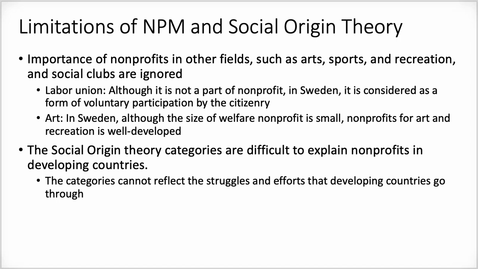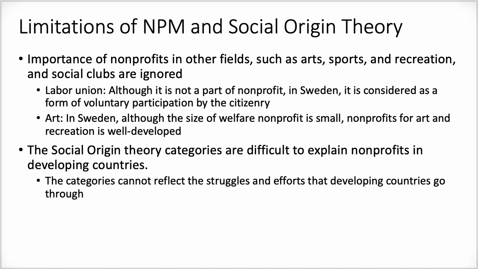There are limitations regarding social origin theory and new public management. The first limitation is that the importance of nonprofits in other fields such as art, sports, and recreation and social clubs are ignored. So, when it comes to the case of a labor union, although it is not part of nonprofits in Sweden, which is one of the Scandinavian countries, it is considered as a form of voluntary participation by citizenry.